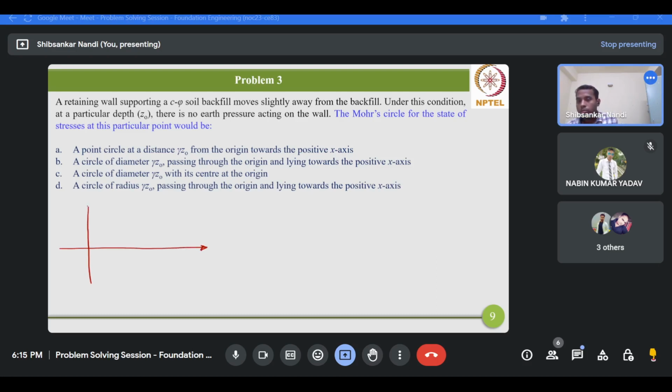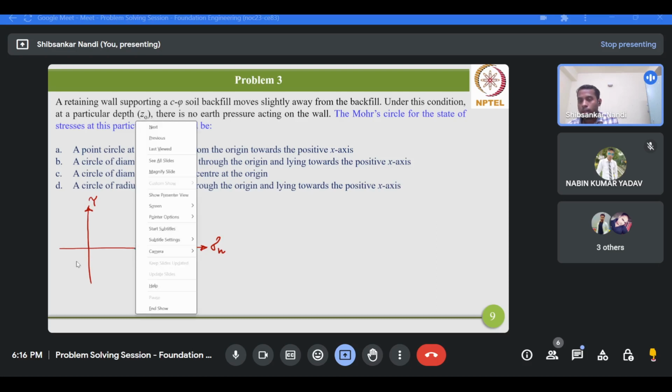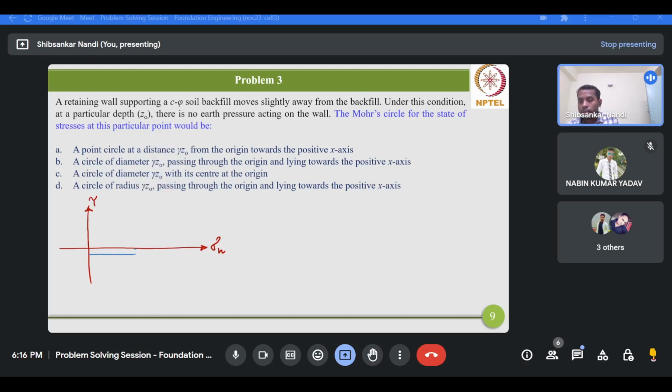So this is the tau, sigma n axis, and the first option is talking about a point circle at a distance gamma Z0 from the origin towards the positive x-axis. So is this a point? Suppose this is the point. Okay, and this is at a distance of gamma Z0. A point circle in the sense it's not having any radius. So this is option A.